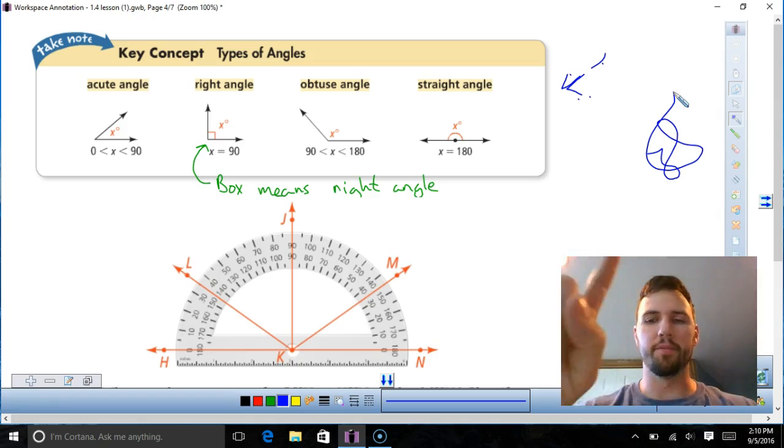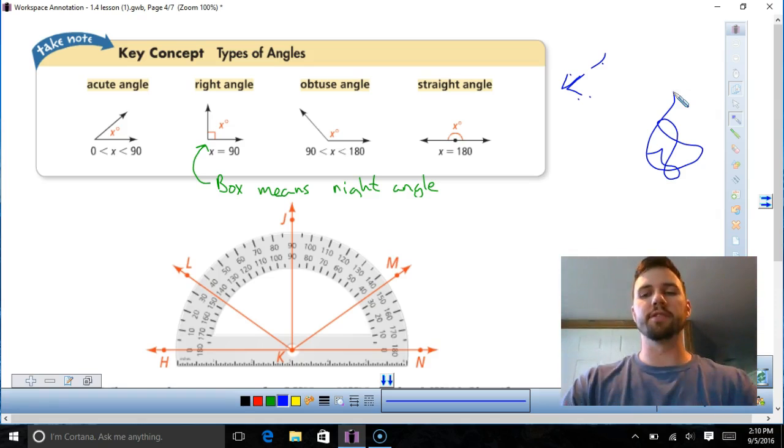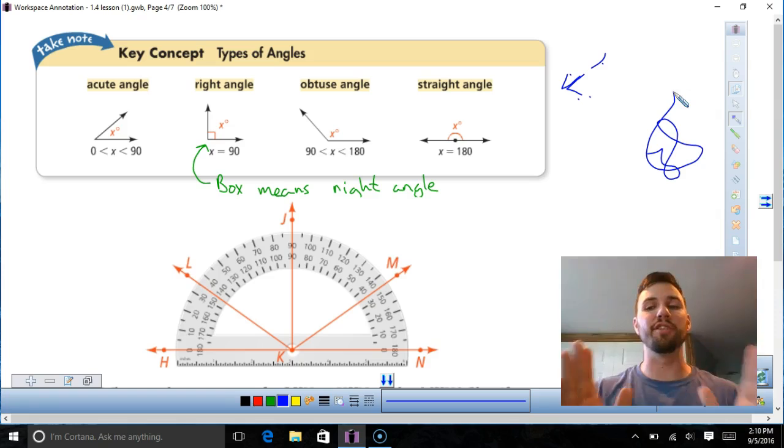Number 1 are acute angles. And that's nice because they're less than 90 degrees. They're just small little acute angles. They're a cute little angle.